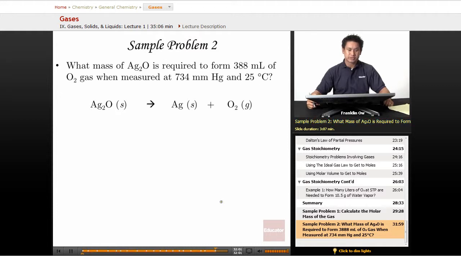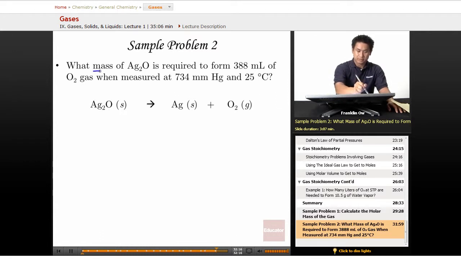Let's proceed on to sample problem 2. What mass of silver 1 oxide is required to form 388 milliliters of O2 gas when measured at 734 millimeters of mercury and 25 degrees Celsius? Okay, so mass is what we want to get. We're given volume, pressure, and temperature.